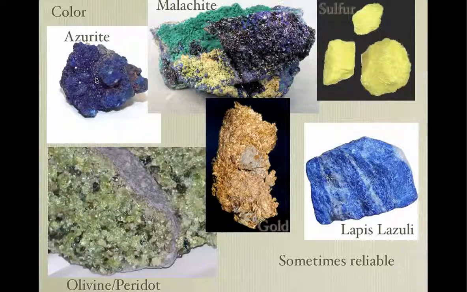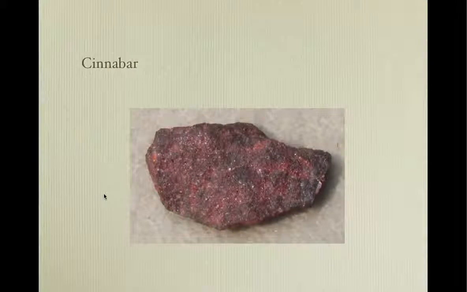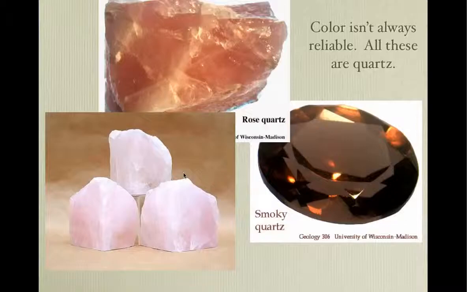Azurite, which is a copper oxide, is always, well, azure. Malachite, the green stuff, is always green. Sulfur, in its pure form, well, one, it smells like sulfur, great smell, and it's always yellow. The lapis lazuli, which is not really a mineral, is always this color. Gold, well, it's gold, and olivine peridot is olive green. But not everything can be identified by color. Cinnabar can. This occurs in the mountains around Piestewa. If you go hiking along Trail 100, you'll find this.